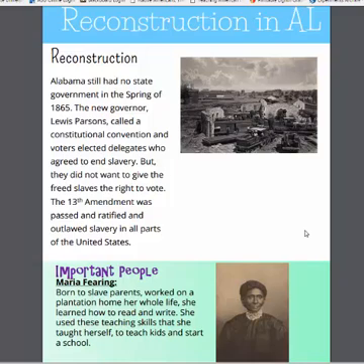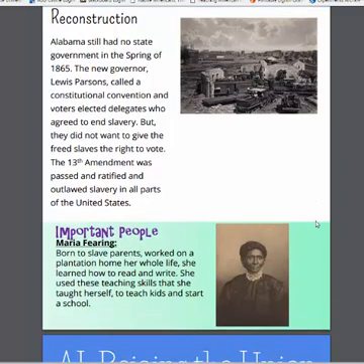Later, the 13th Amendment, which is one of the Reconstruction amendments, ended slavery. This was followed by the 14th Amendment that granted citizenship, and the 15th Amendment that allowed people to vote. The 13th, 14th, and 15th Amendments are known as the Reconstruction Amendments.